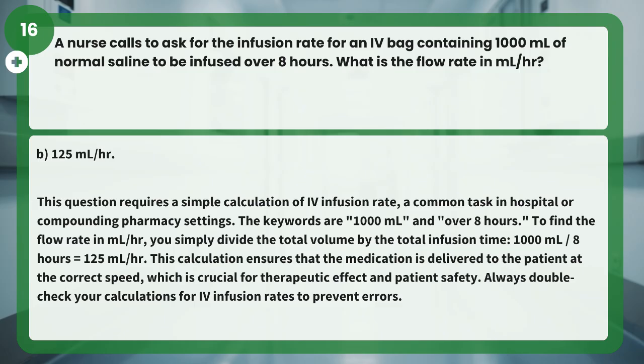This question requires a simple calculation of IV infusion rate, a common task in hospital or compounding pharmacy settings. The keywords are 1,000 milliliters and over 8 hours. To find the flow rate in mL/hr, you simply divide the total volume by the total infusion time. 1,000 milliliters divided by 8 hours equals 125 milliliters per hour. This calculation ensures that the medication is delivered to the patient at the correct speed, which is crucial for therapeutic effect and patient safety. Always double-check your calculations for IV infusion rates to prevent errors.